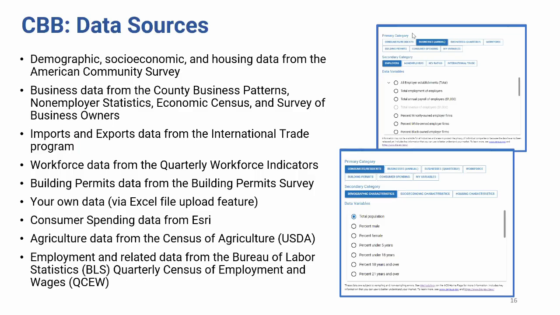1-year estimates are for larger geographies of 65,000 and above. 5-year estimates are for smaller populations or for census tracts. We could do a whole session just on American Community Survey data.